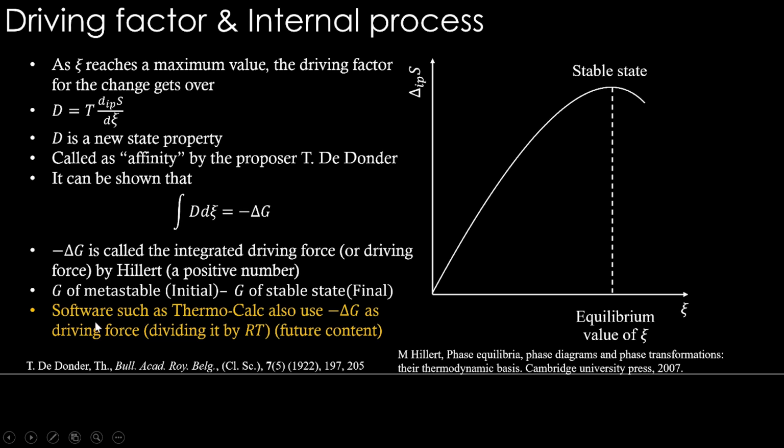And the same thing is used in software such as Thermo-Calc. They also use this minus delta G as the driving force, and they put one more layer to this, that is dividing it by RT. Therefore, it looks like a dimensionless number. If that number is positive, the phase transformation will happen. That is how the driving force is formulated in these tools. Of course, we will spend time sitting and calculating these driving forces in one of the future classes.